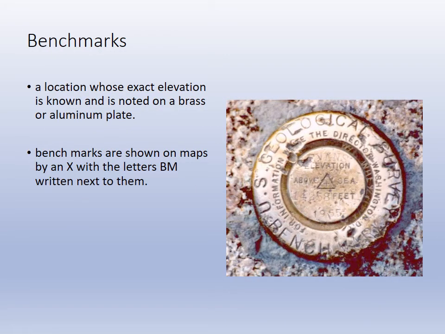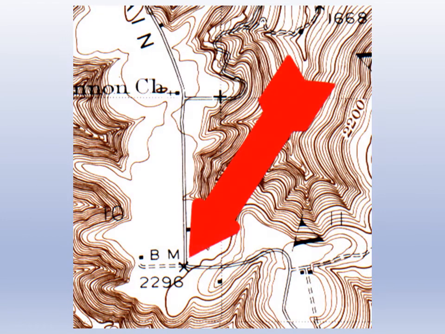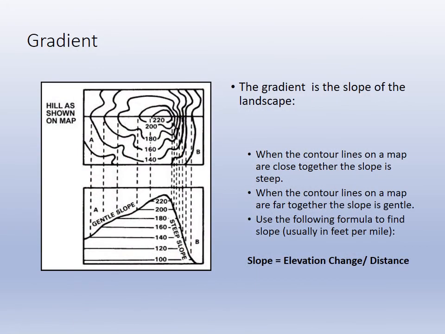Benchmarks give you the exact elevation. We talked about that on the map. They have a little X and then the exact elevation. There's a benchmark on a map. Gradient or relief is the slope of the land. You measure the distance, take the elevation change, divide it by that distance, and you're given a slope, usually in feet per mile.